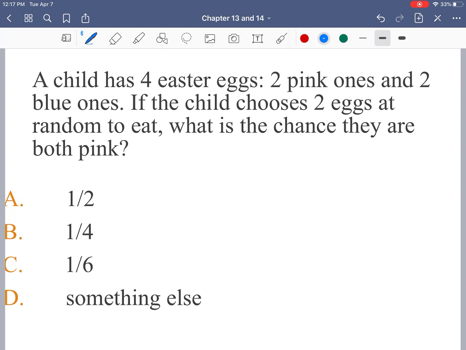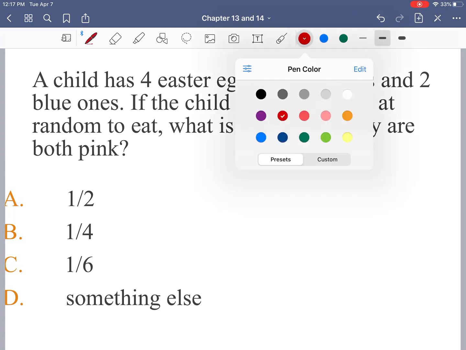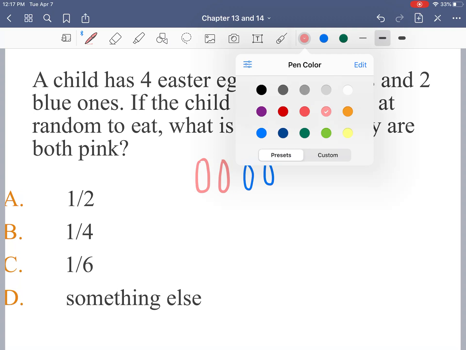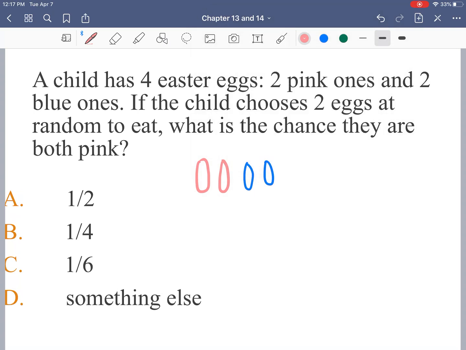Okay, another question. A child has 4 Easter eggs, 2 pink ones and 2 blue ones. If the child chooses 2 eggs at random to eat, what is the chance they are both pink? Okay, so we have 2 pink eggs. Let me choose a pink color. Here's my pink egg. That doesn't look a thing like an egg. And 2 blue eggs. I want to know the probability. If a child chooses 2 eggs at random, what is the chance they are both pink?